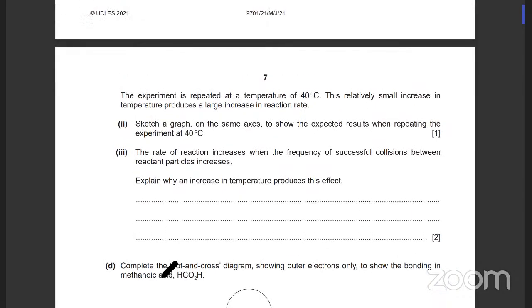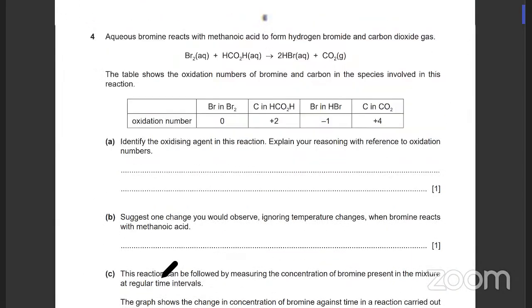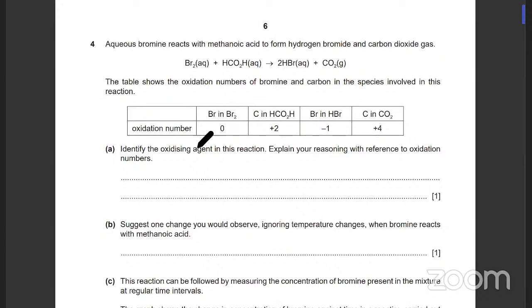So the next one is, identify the oxidizing agent in this reaction and explain your reasoning. So that's easy. The oxidizing agent is the one that gets reduced. So in this case, it's going to be Br. They even gave you the oxidation state, so that made it even easier. So you're going to talk about Br going from 0 to -1, and you're going to say that it gains 1 electron.